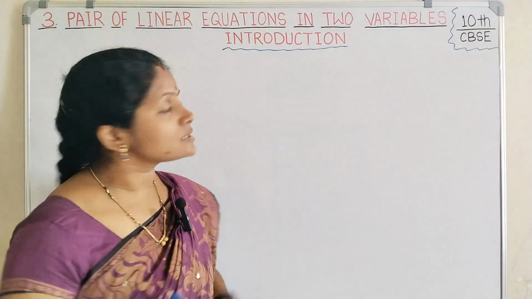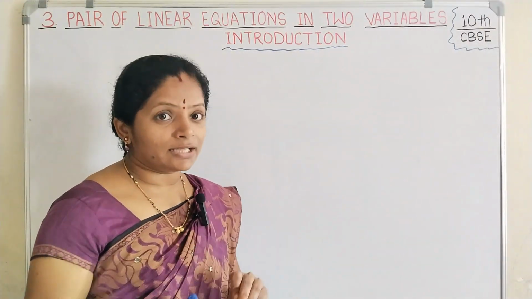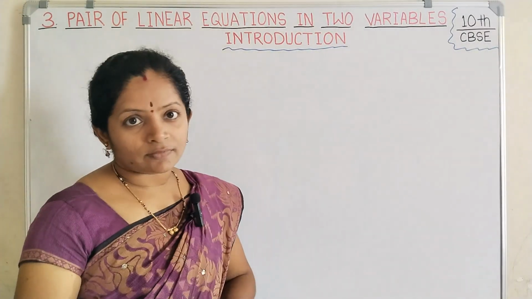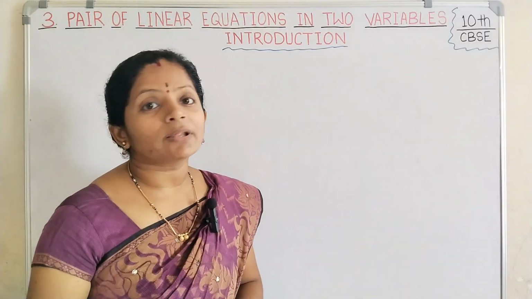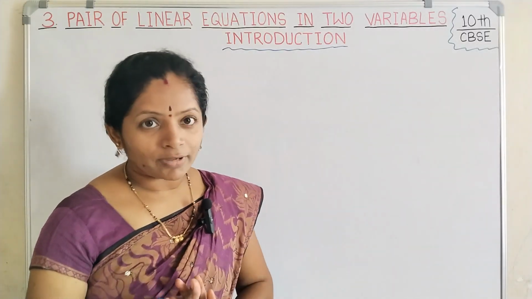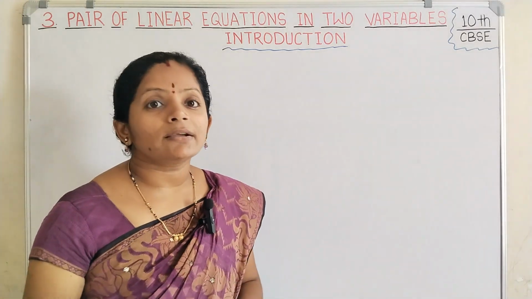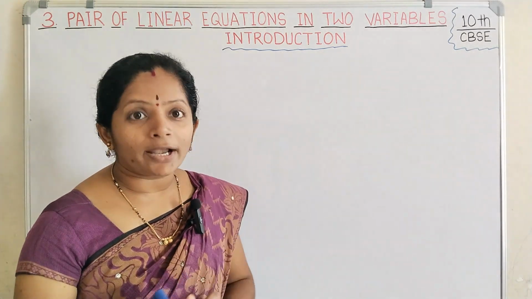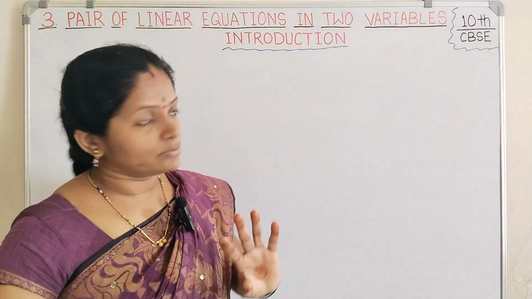Linear equation means an equation which has the highest degree as one, in two variables. You might have studied in the polynomial chapter. There we used one variable. Here we are going to use two variables. Let us take x and y, a comma b, s and t, u and v. Like that we are going to take two variables.